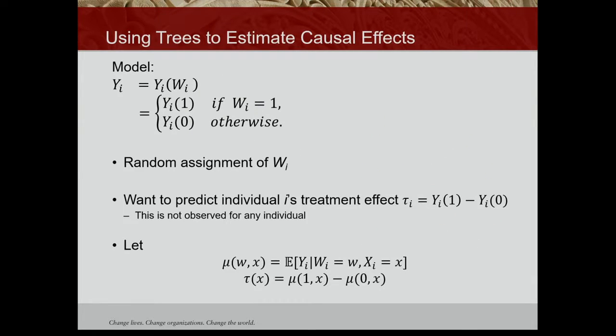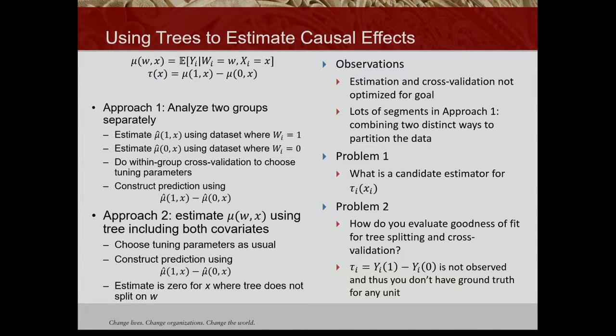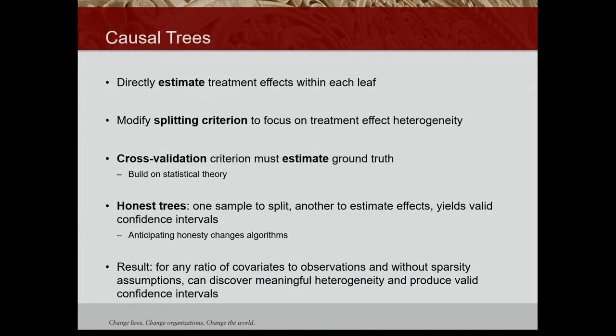So what I'm going to do, this is a notation for causal effects. I'm going to write down yi is going to be yi of 1 if you were treated, yi of 0 otherwise. And the counterfactual treatment effect is yi of 1 minus yi of 0. You only observe either yi of 0 or yi of 1, but you never observe tau i for any particular unit.